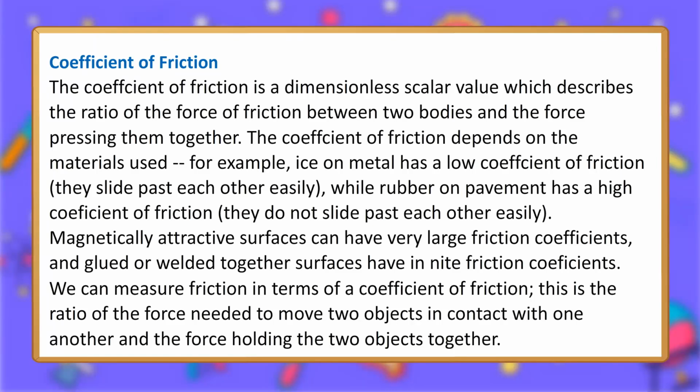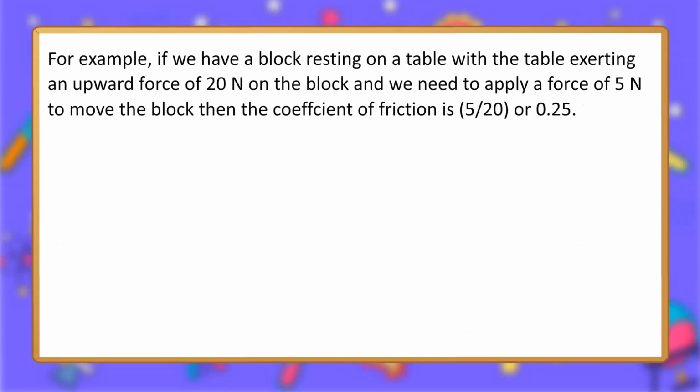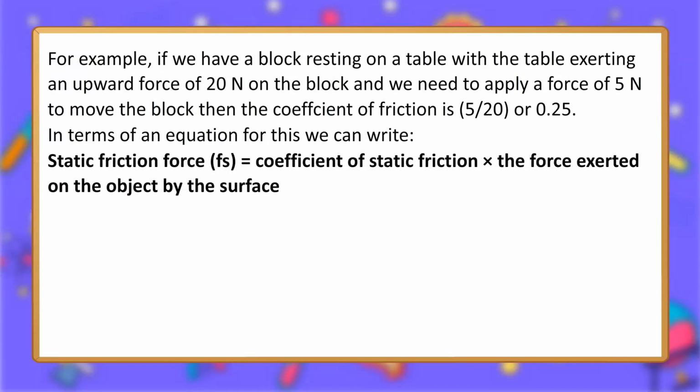We can measure friction in terms of a coefficient of friction. This is the ratio of the force needed to move two objects in contact with one another and the force holding the two objects together. For example, if we have a block resting on a table with the table exerting an upward force of 20 N on the block and we need to apply a force of 5 N to move the block, then the coefficient of friction is 5/20 or 0.25. In terms of an equation for this we can write: static friction force, Fs, equals coefficient of static friction times the force exerted on the object by the surface.